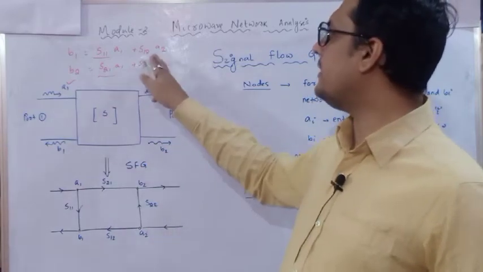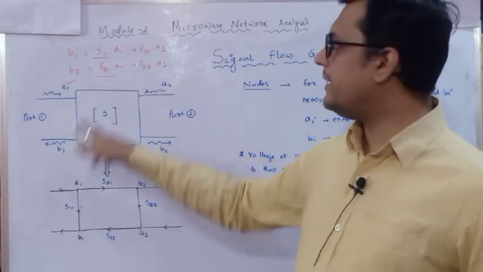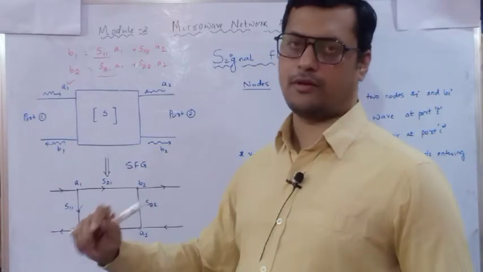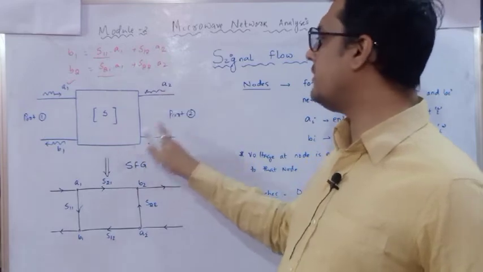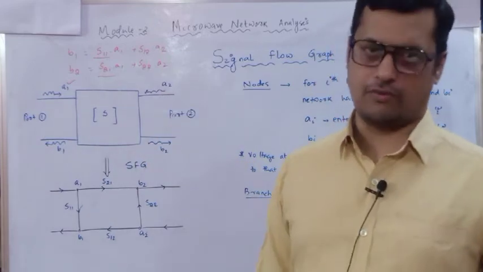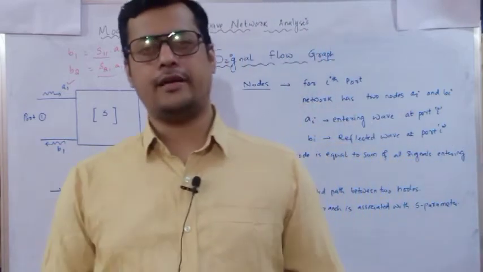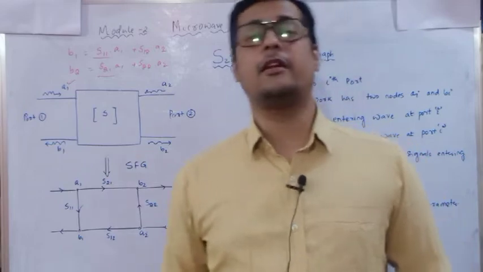So similarly, you can identify S12 and S22 by making A1 as 0. Without supplying any sort of power at port 1, you can form a relation for S12 and S22 with respect to port 2 and port 1. Now, this device is given to you. How can we analyze this particular microwave device or two-port network in a signal flow graph?